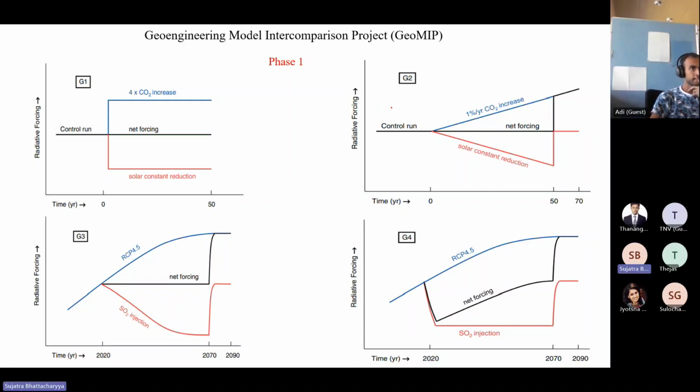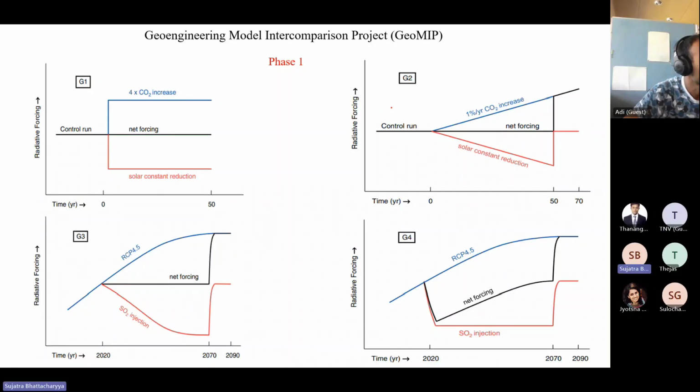So after 50 years, we can see the forcing is the same as the previous 1% per year carbon dioxide increase. In the G3, they use the RCP 4.5 scenario forcing and inject sulfur dioxide aerosol to overcome the forcing effects so that the net forcing is the same.